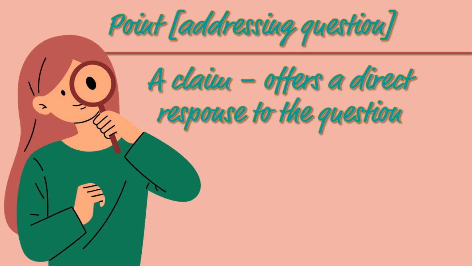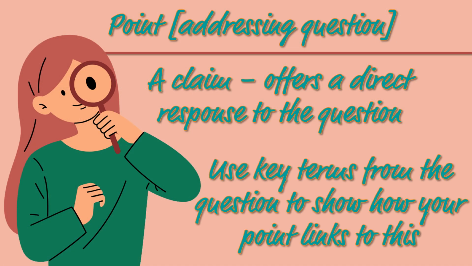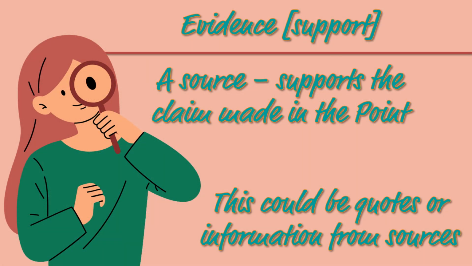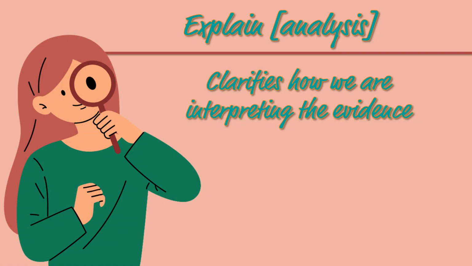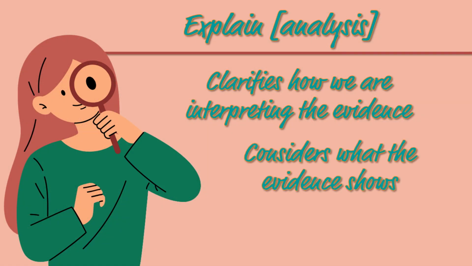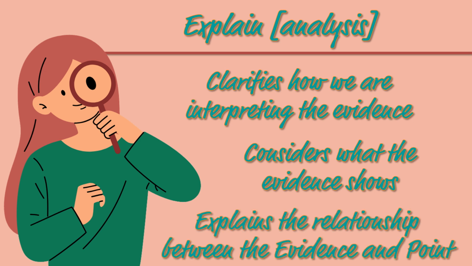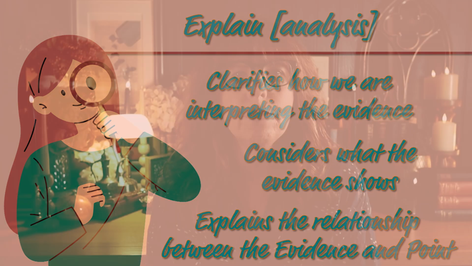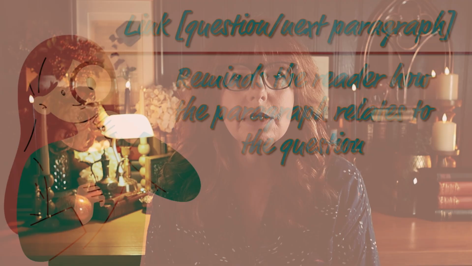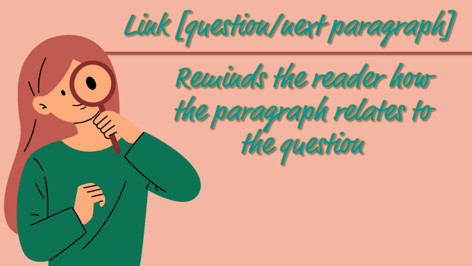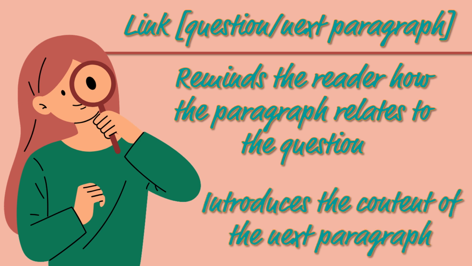The opening sentence of a paragraph expresses a point, a claim which offers a direct response to the question. This is followed by evidence which supports the point or claim made in the opening sentence. We then have an explanation which clarifies how we are interpreting the evidence, considers what the evidence shows, and explains the relationship between the evidence and the claim or point of argument. And finally, there's a link which reminds the reader how the paragraph relates to the question or foreshadows the next paragraph of argument.